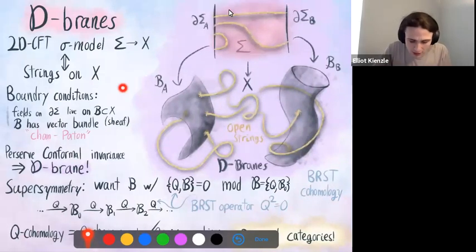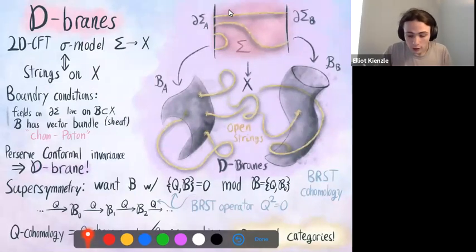But basically these sets of data together, a submanifold and a vector bundle on it, if we also demand that it preserves conformal invariance, then by imposing these boundary conditions on our theory, we get a new string theory. And then we call these D-branes, for Dirichlet branes, because Dirichlet boundary conditions, brane for membrane, because it's a membrane, see? And let's take an example.